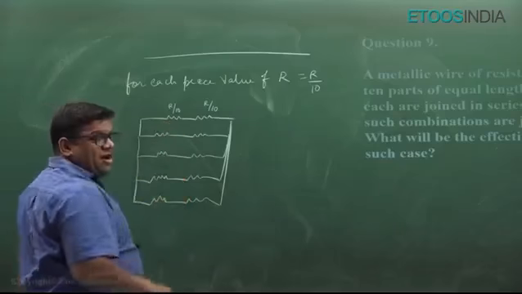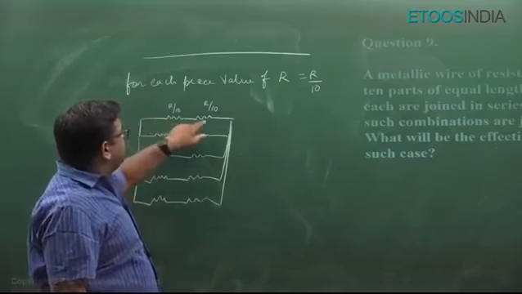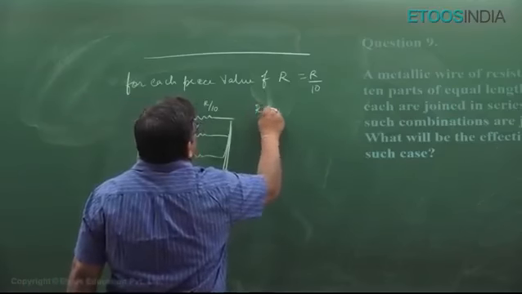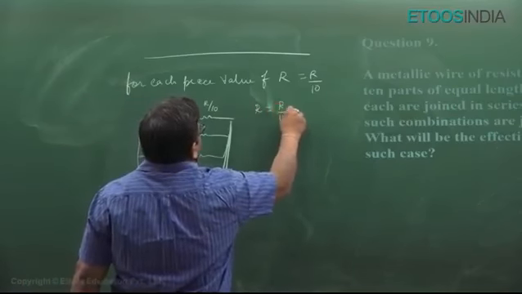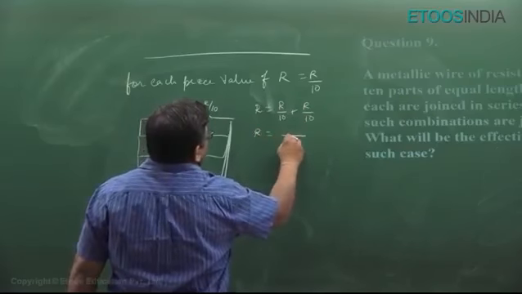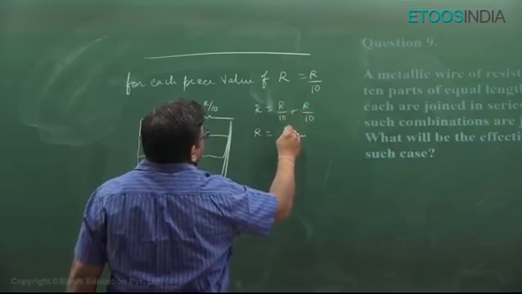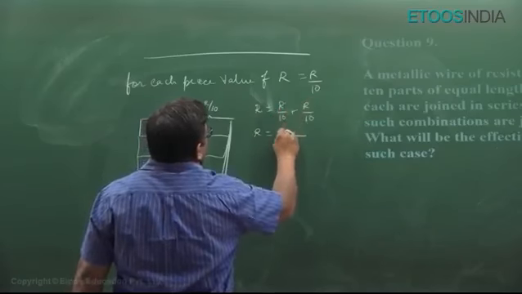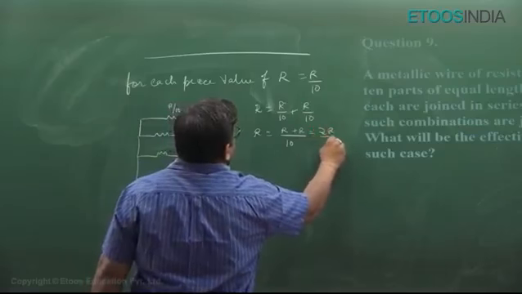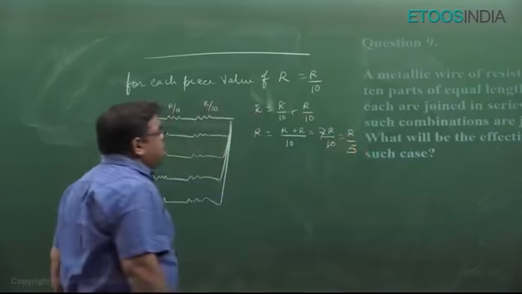Each has a value of R by 10. Okay, now we need to find the value of this series combination. We know that in series we just directly add R by 10 plus R by 10. The answer is 2R by 10, or R by 5, for each set.